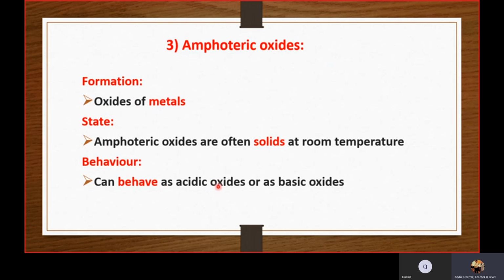They can behave as acidic oxides or as basic oxides, both. Amphoteric means both. They can behave as an acid and they can behave as a basic oxide also. What is the solubility? They are insoluble in water. They are not soluble in water. These are the important points you must note for the amphoteric oxides.